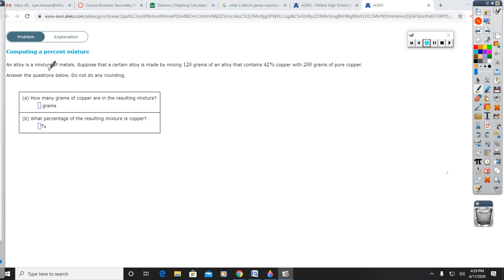So it says an alloy is a mixture of metals. Suppose that a certain alloy is made by mixing 120 grams of another alloy that contains 42% copper. If we look at just this part, this means we have 120 grams that is 42% copper. So what I could do is change that percent to a decimal. So 42% of 120, and now I can just go to my calculator and type that in.